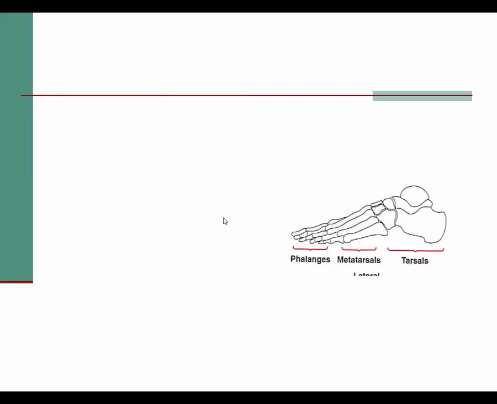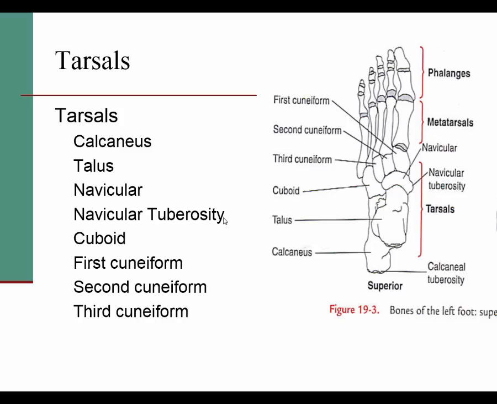And we just discussed that a little bit. You've got the phalanges, the metatarsals, and the tarsals. As far as the tarsals go, for the bones and bony landmarks, you've got the calcaneus, the talus, the navicular tuberosity, cuboid, first cuneiform, second cuneiform, and third cuneiform.